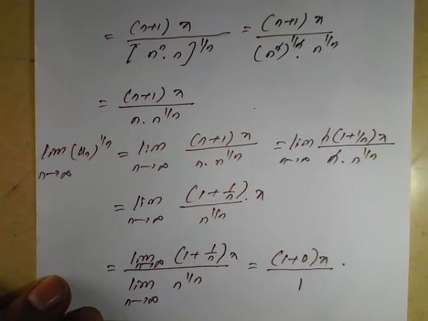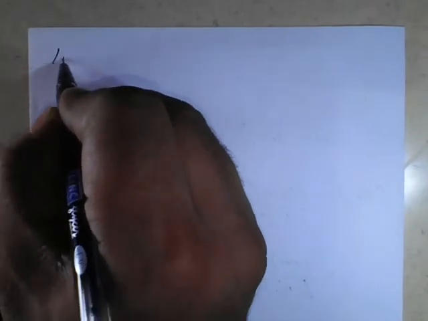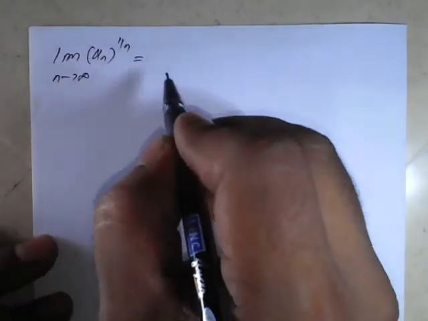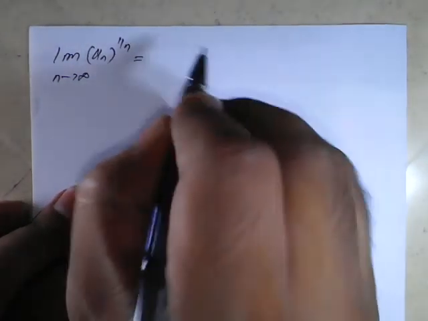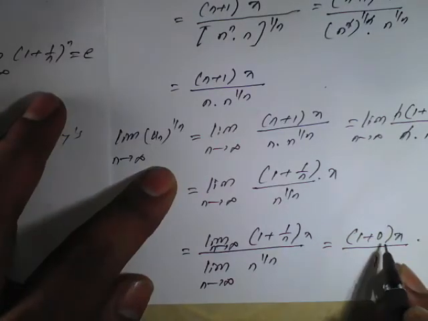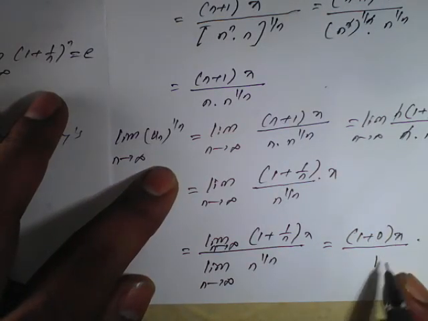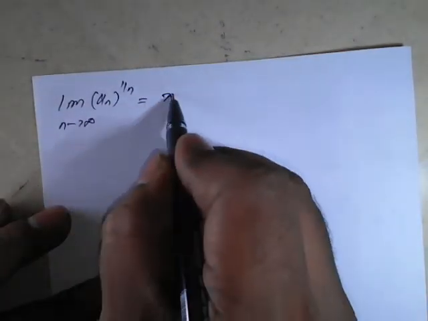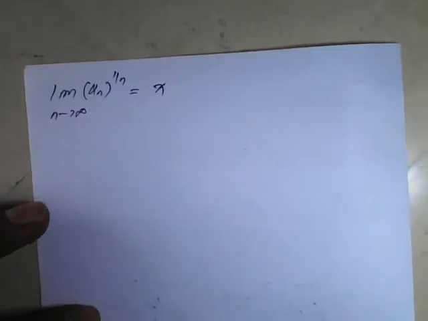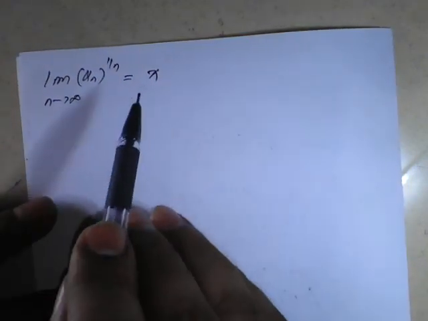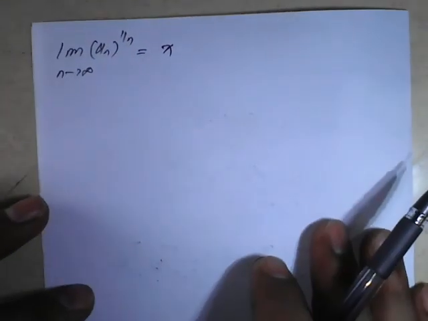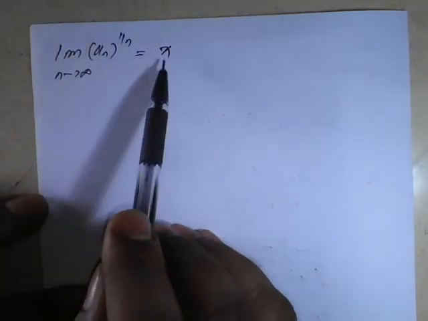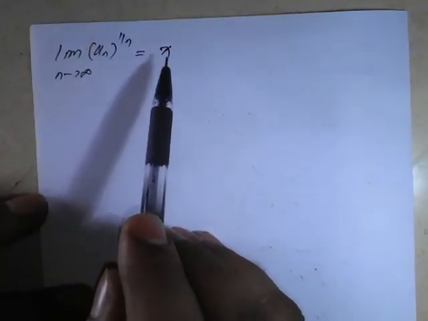So therefore, limit of un raised to 1 upon n as n tends to infinity, what are we left with here? x, because 1 plus 0 is 1, 1 into x is x, x upon 1 is x. So we got the result x. But we don't know what value this x takes. As we know, if x is greater than 1, it is divergent. If it is less than 1, it is convergent.